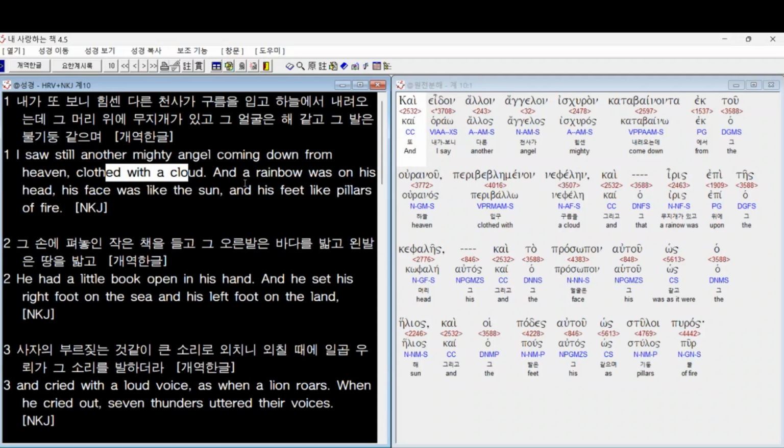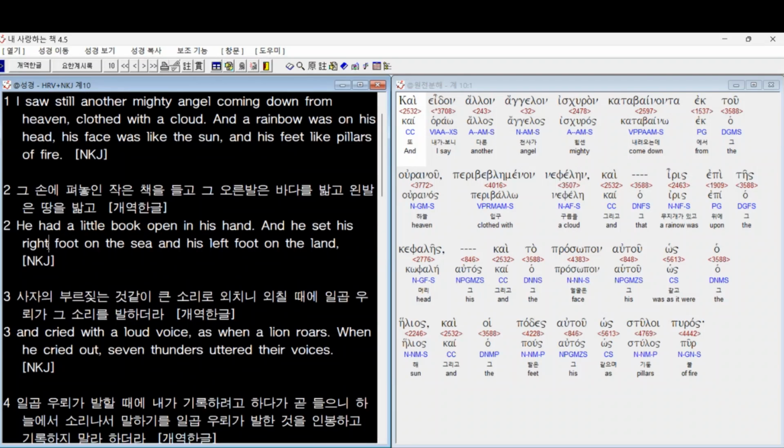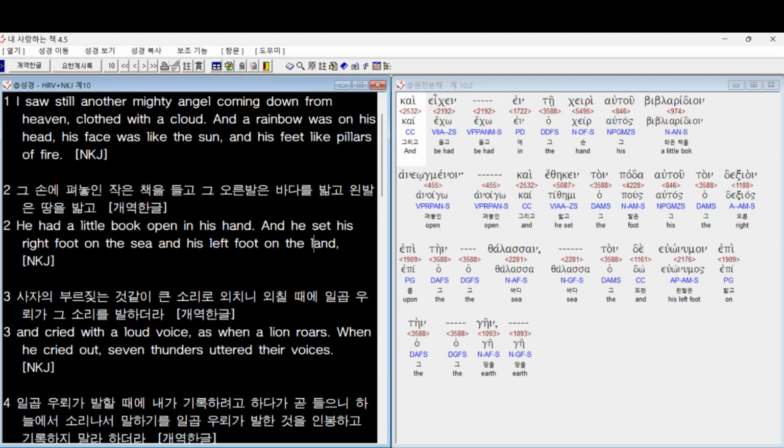Clothed with the cloud, a rainbow was on his head, right? Which is an everlasting covenant they showed in the days of Noah. His face was like the sun. The sun is the bridegroom, who is Christos Jesus. We went to Psalm chapter 19. His feet like pillars of fire. He had a little book open in his hand. He set his right foot on the sea, his left foot on the earth. They translate it land, but this is the Ge. Ge is the land, right?